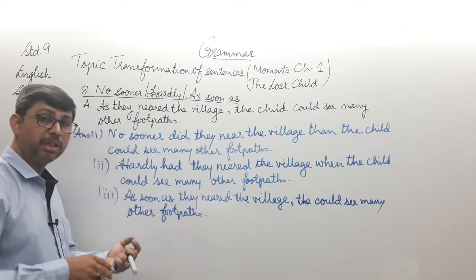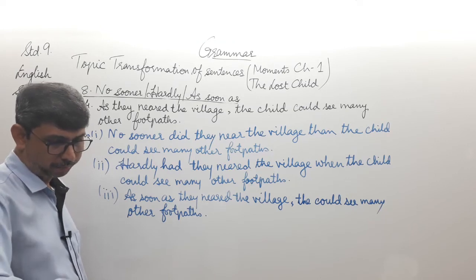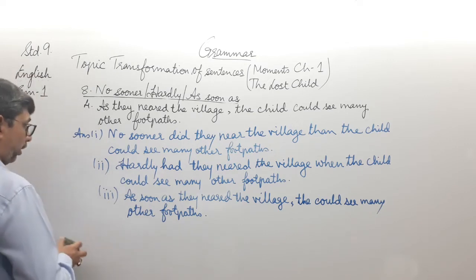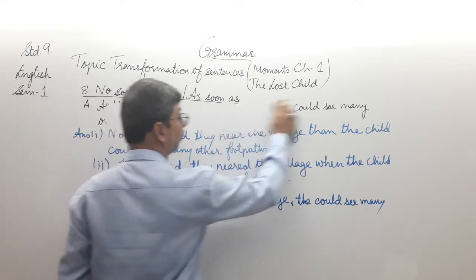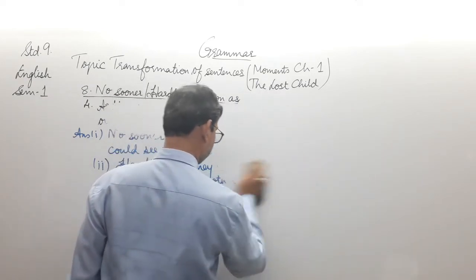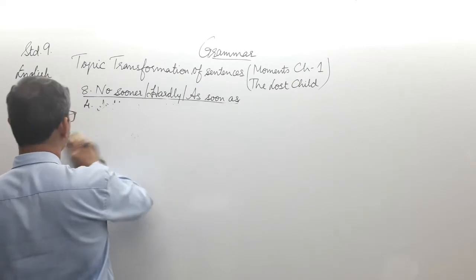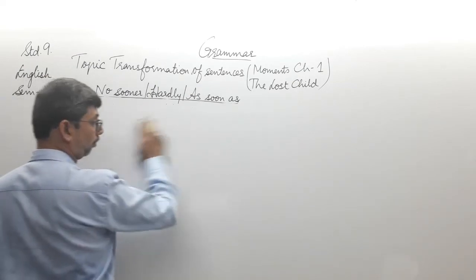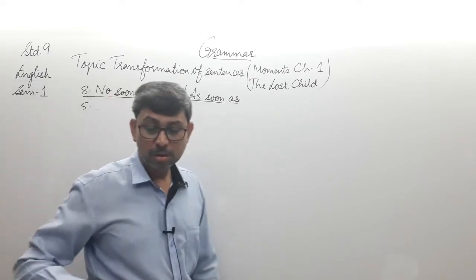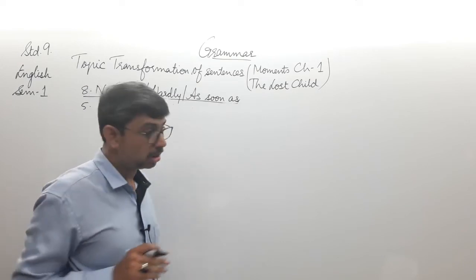So in this manner we have done this in a very quick manner. So take a screenshot of the same, keep it for your future reference. We'll take one last sentence to practice this topic, no sooner, hardly, and then we'll proceed with the next type of transformation. The fifth sentence, note it down. The child stared open-eyed and his mouth watered for the burfi. Note this down.